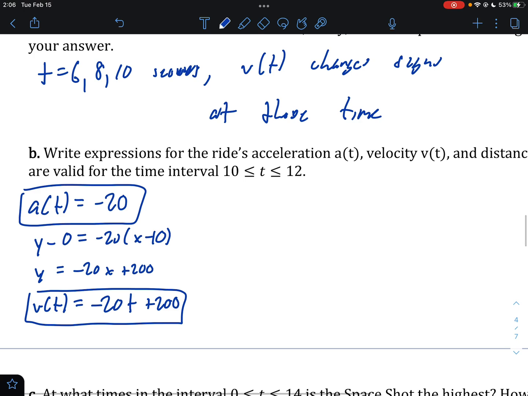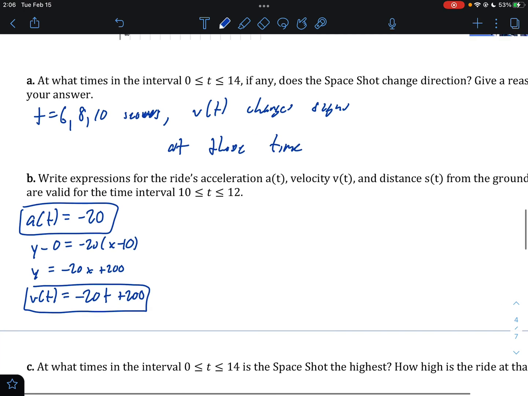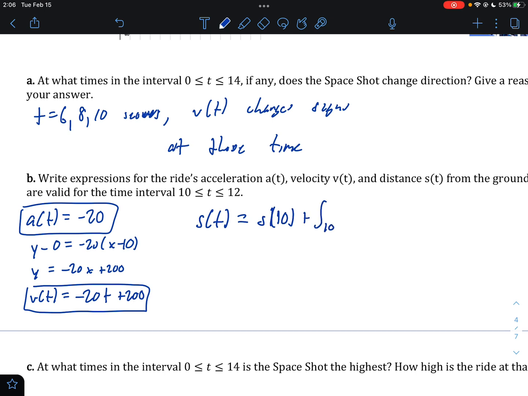All right, and then for distance, s of t would be its starting position, which we don't know, but we can say s of 10, plus the integral from 10 to t of this function. Now remember, don't use the same variable. How about negative 20x plus 200 dx?